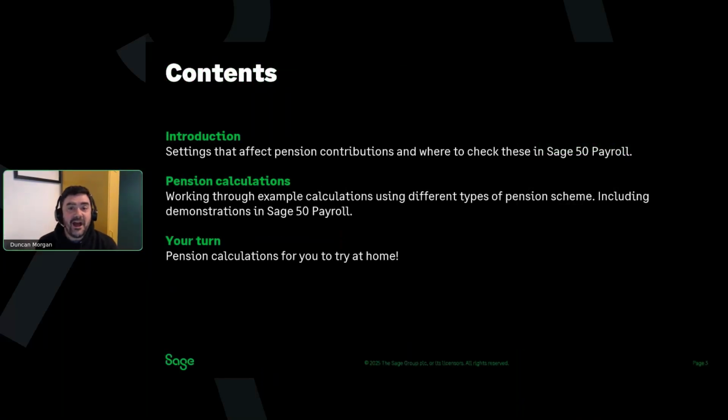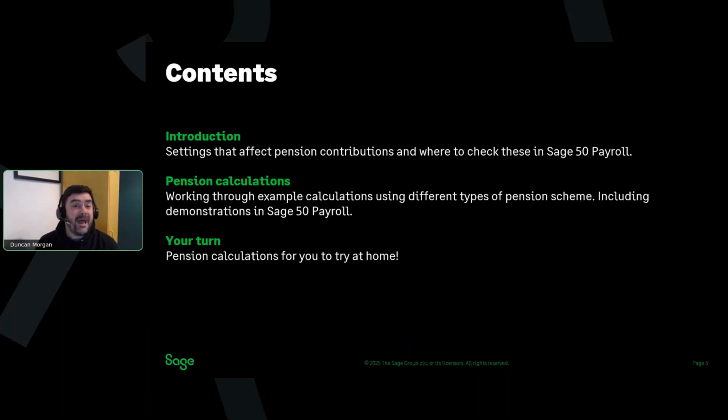Let's now take a look at what we'll cover in the webinar. So we'll start with an introduction to pension calculations, explaining what settings specifically will affect a pension calculation and where to check these settings in your payroll software. And some of this will be recapping the information that you might have seen in our pension basics session and also the salary sacrifice webinar that we ran on Wednesday.